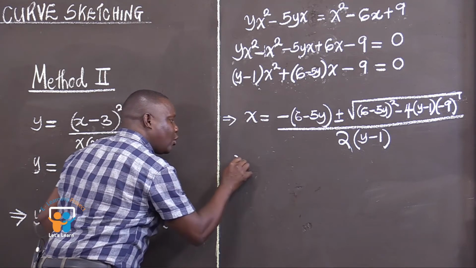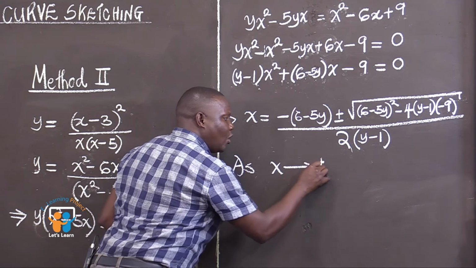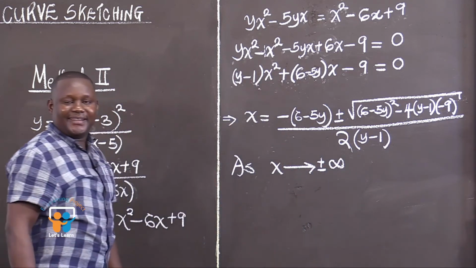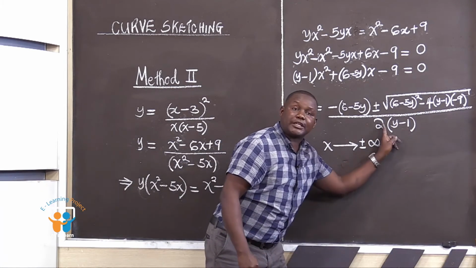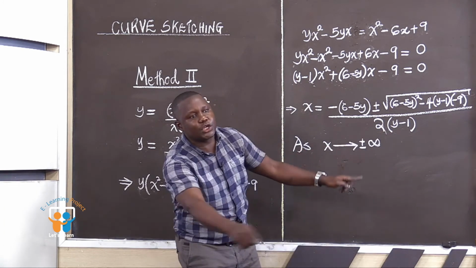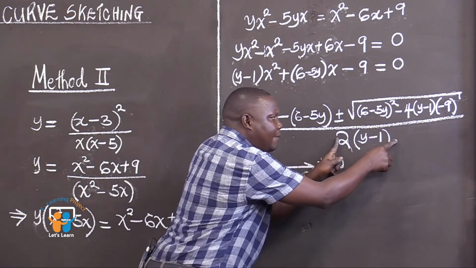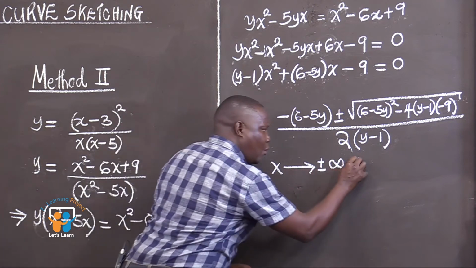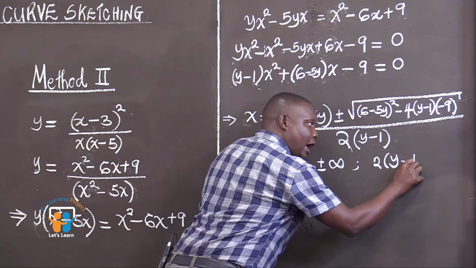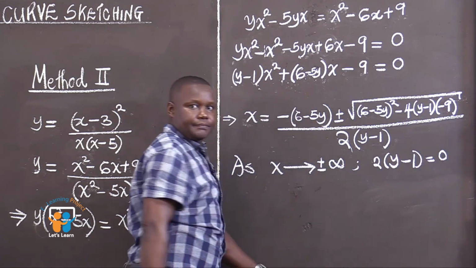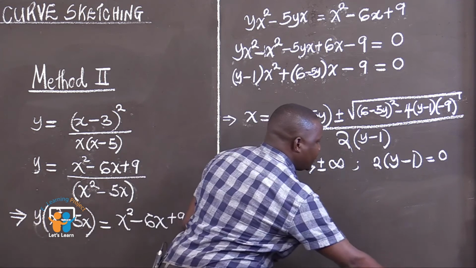Let's look at this. At this point, you've done this. You just now state the condition. You say as what? As x tends to positive or negative infinity. Remember we said that whenever this one here tends to positive or negative infinity, the denominator becomes what? Becomes 0. Good. So, as x tends to positive or negative infinity, the denominator is becoming 0. It would imply that 2 into y minus 1 becomes what? 0. Isn't it? Obviously, the 2 divided by both sides is going to give us 0.